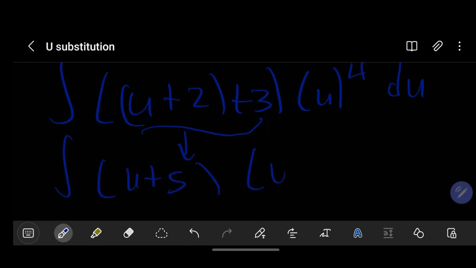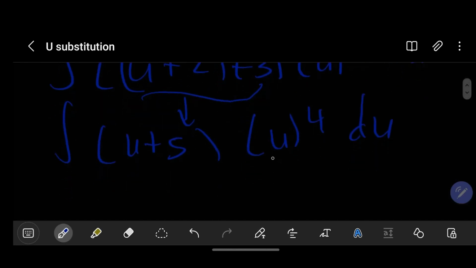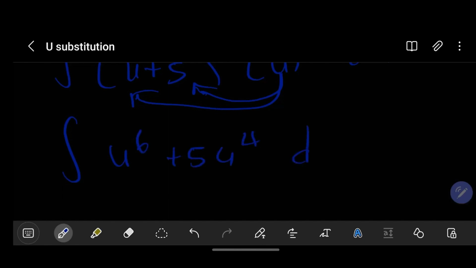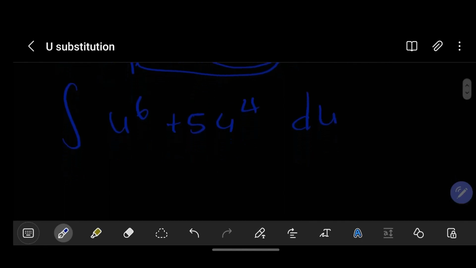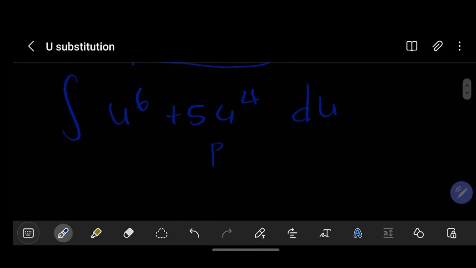So we'll have u to the 4th du, and like before we need to multiply the u into the brackets right here. So we'll now have the integral of u to the 6 plus 5u to the 4 du, and now we can clearly see that we can use both the power rule here and the summation or difference rule.